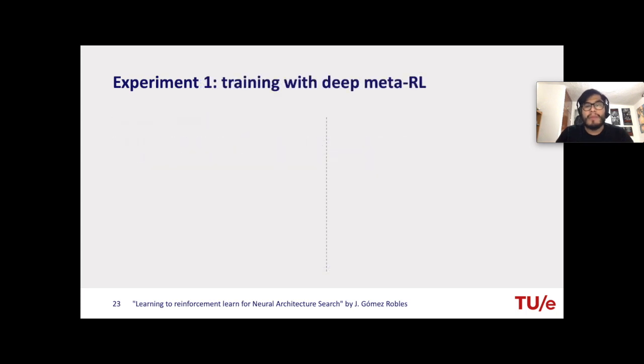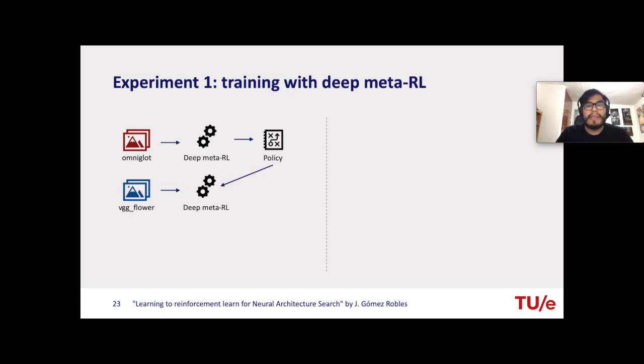For the first experiment, we start by training the deep meta RL agent on the Omniglot environment, and we obtain a policy. For the second environment, we reuse the policy and train the agent again, so that we get a strengthened policy. For the 3rd environment, we repeat. The result is one policy with knowledge from the 3 environments.